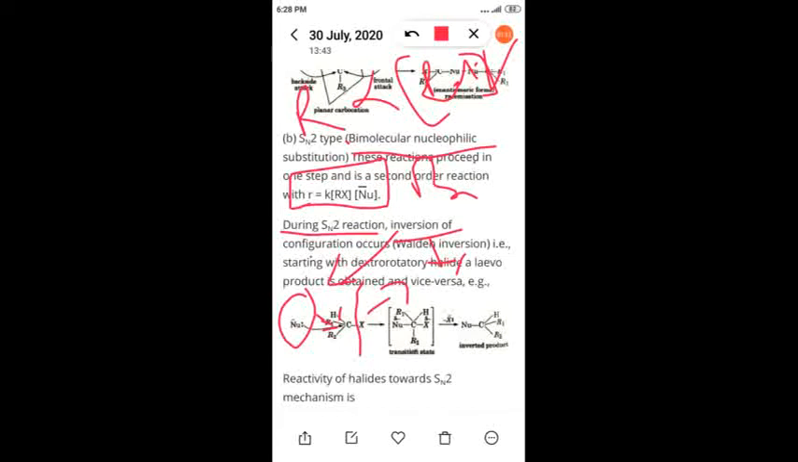Now here in case of SN2, it is an inversion because the nucleophile attacks on the opposite side, and hence it is said to be inversion. That is the SN2 reaction.